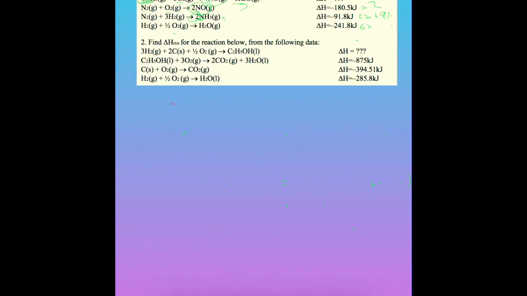We now have 3H2, 2 carbons, excuse me, half an oxygen, making 1 ethanol. Let's not use a cycle. Okay, so we've got minus 875, but this has ethanol on the left, and we want ethanol on the right. So we just flip the sign. So that's going to give me plus 875. It swapped sides, but it's the same multiple.